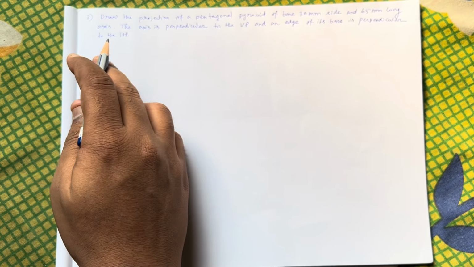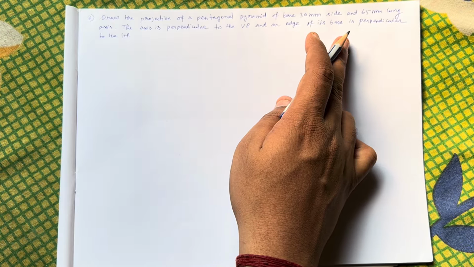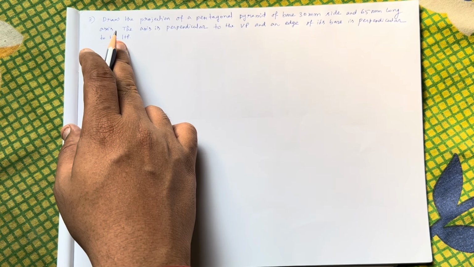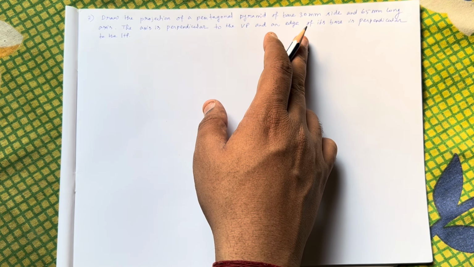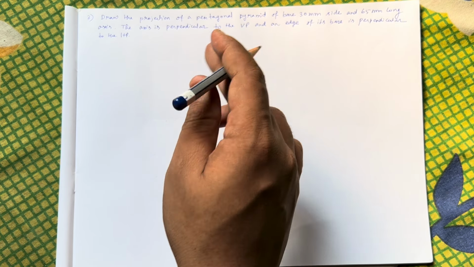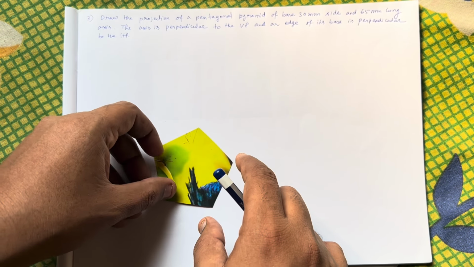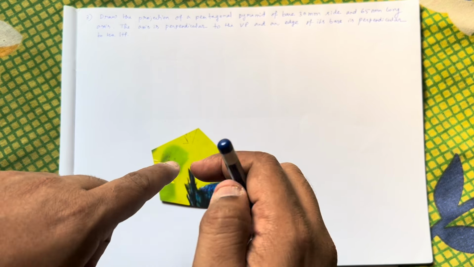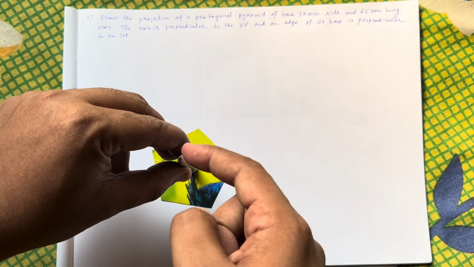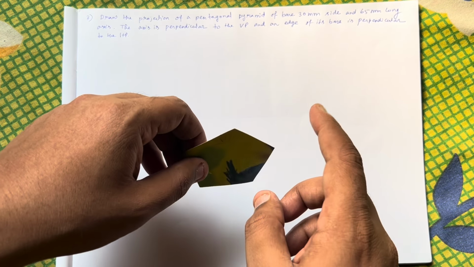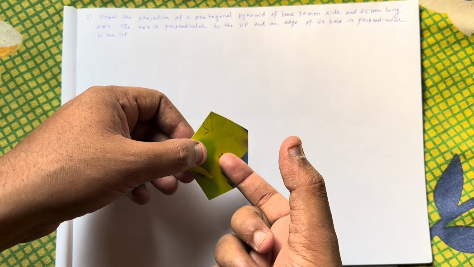The third problem is: draw the projections of a pentagonal pyramid of base 30 mm side and 65 mm long axis. The axis is perpendicular to the VP and one edge of its base is perpendicular to the HP. Suppose this is a lamina, but you consider this a pyramid, which means the edges meet at a point. The question says the base is 30 mm side, so these are 30 mm, and this is 65 mm long.